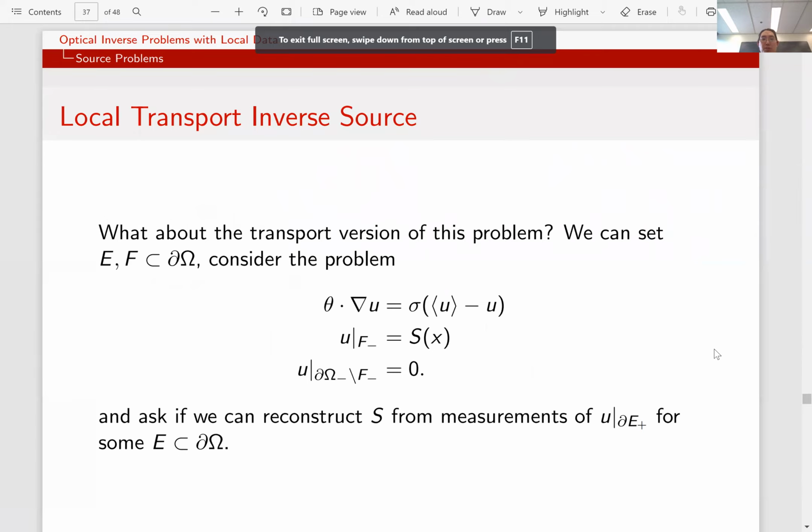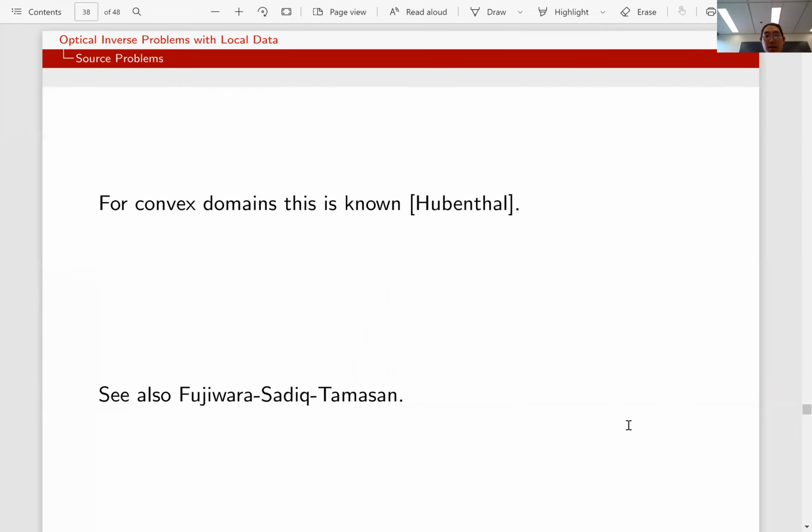It turns out for the transport version of the inverse source problem, things are not necessarily so easy, right? So you can ask a very similar question in the transport case. You're going to pick an E and F inside the boundary, and you're going to set what U is on the incoming part of F, and you're going to measure U on the outcoming part of E and ask if you can recover the source S. Okay. And in the convex case where you can see F from E, it turns out that this is known.